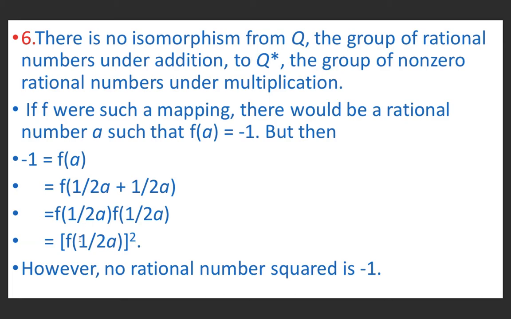But the square of any rational number is never minus 1. This is only possible in case of imaginary numbers or complex numbers. So in case of rational numbers, the square of any rational number can never be minus 1. So there is no isomorphism from the group of rational numbers under addition to the group of non-zero rational numbers under multiplication, because we have shown that this is not possible.